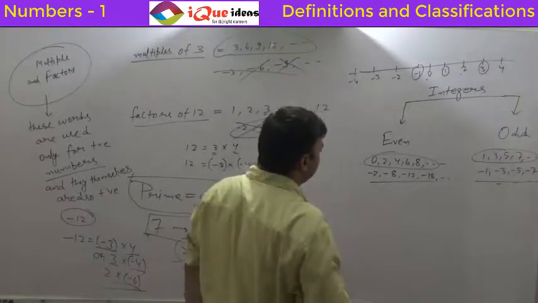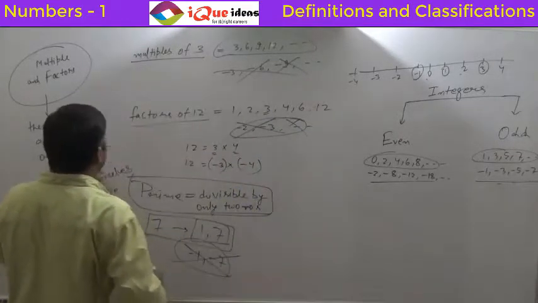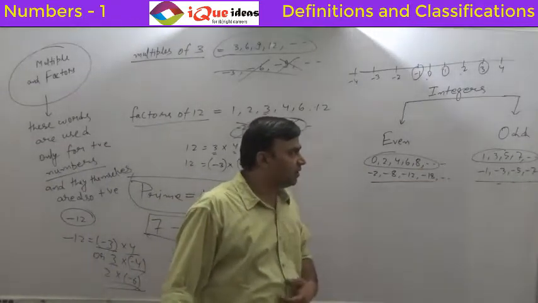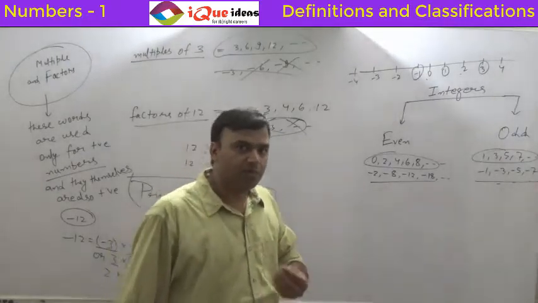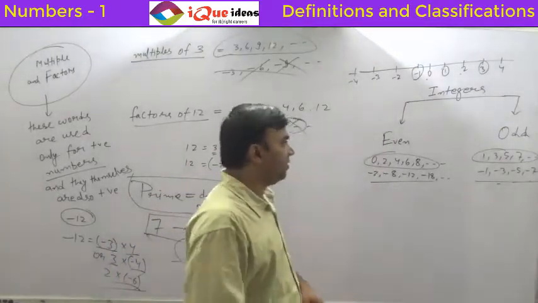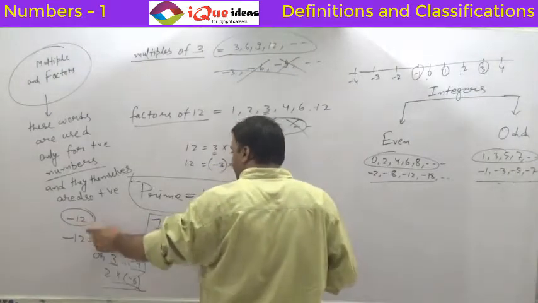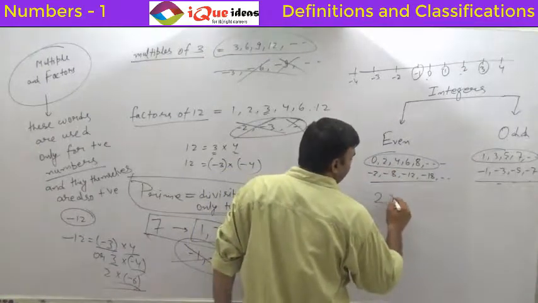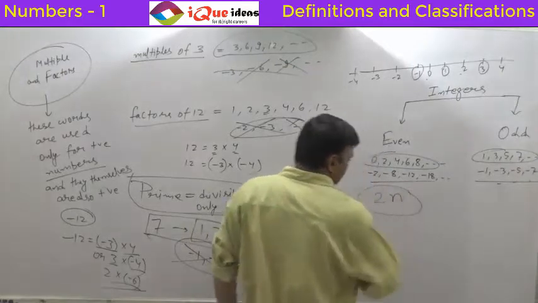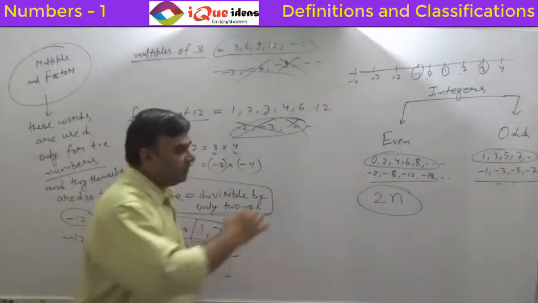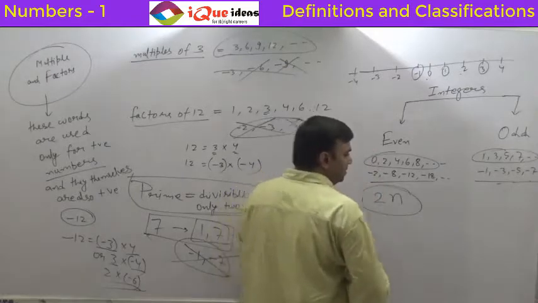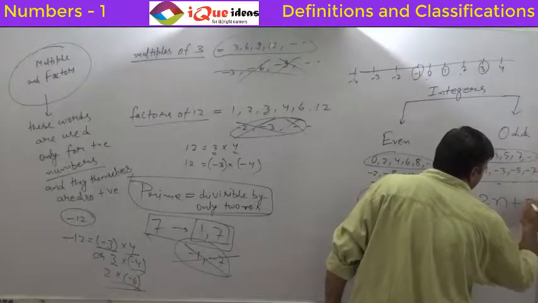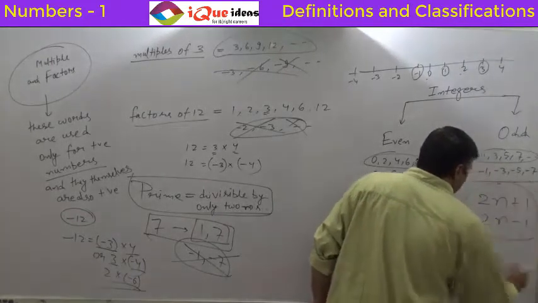Now, how do we define them? We can't say multiples of 2, because multiples of 2 will not include minus 2, minus 8. Similarly, we can't say 1 above or 1 below the multiples of 2, because the word multiple cannot be used for negative numbers. We have to include negative numbers, so we'll use the word product. Any number which can be presented as a product of 2 with any other integer is an even number. Similarly, 1 above and 1 below this number is an odd number.